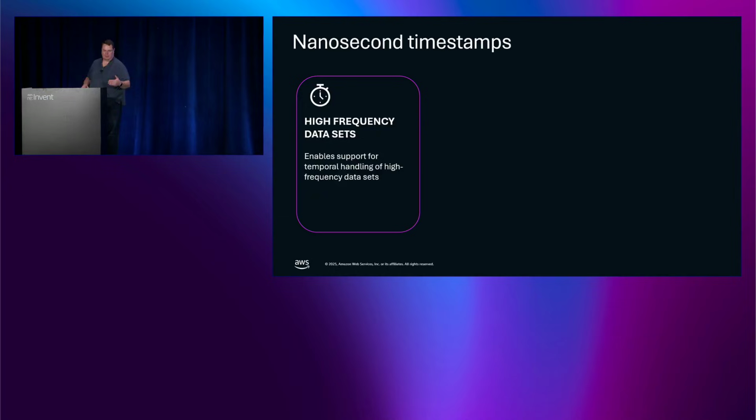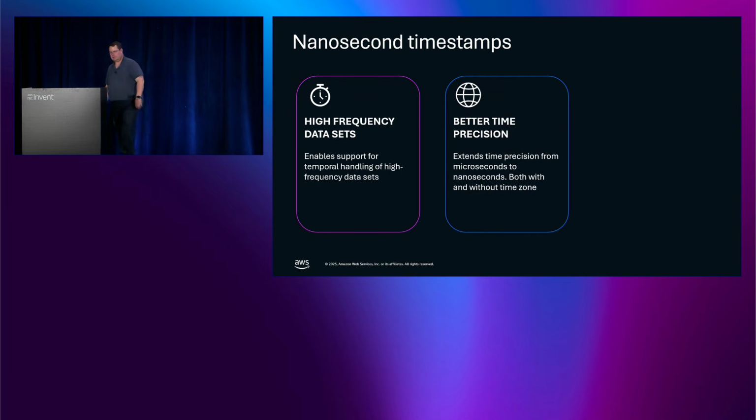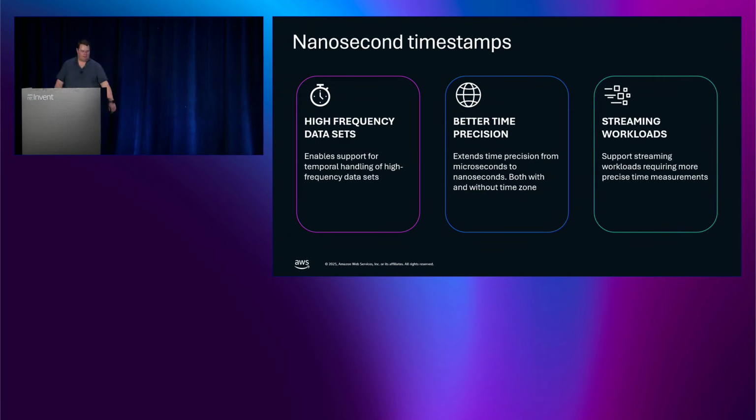So what you're getting is the nanosecond timestamp support, for your high frequency, your temporal type of workloads. You're getting the increase from the microsecond to the nanosecond fidelity in Iceberg V3. You're getting this both with and without timestamp support as well. In terms of workloads, I think this one fits very nicely into the streaming workloads where you want to be able to have more precise measurements on frequently arriving data.